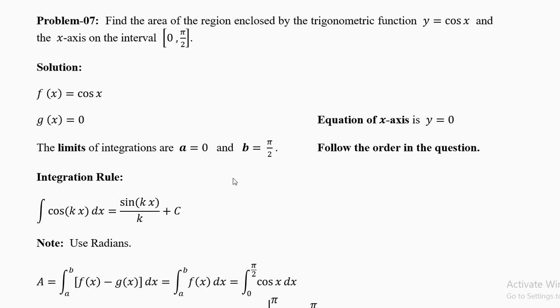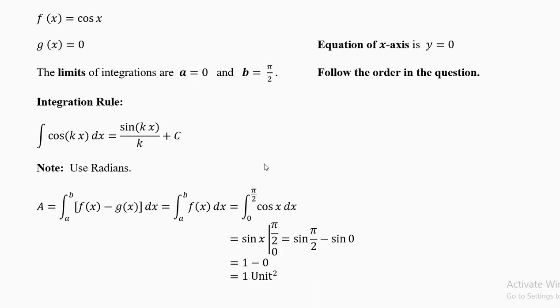a equal to 0 and b equal to pi by 2. Now area is the integral from a to b of f minus g. Now g is 0, so it is the integral from a to b of f of x. Now it is the integration from 0 to pi by 2 of cos x. So you don't have to solve any equation. The limits are given in the question.